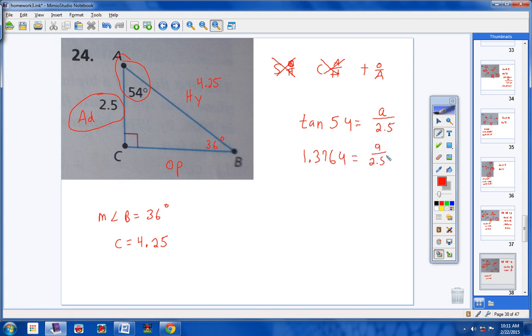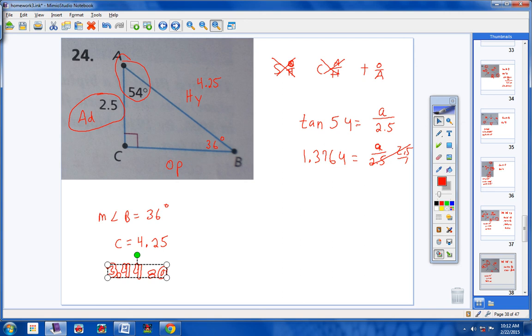Now, this is a little easier because look guys, my unknown's the numerator. My known side, 2.5, is in the denominator. So I'm going to multiply both sides by the denominator. I'm going to simply multiply both sides by 2.5. So 1.3764 times 2.5 gives me 3.440. And if I multiply this side by 2.5 over 1, these cancel, leaving me with A. So there we go, guys. I now have the length of this side also.